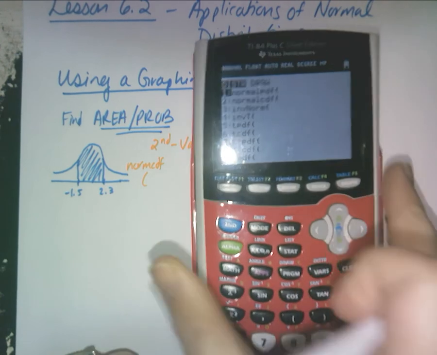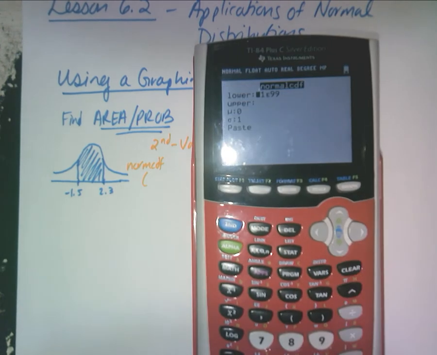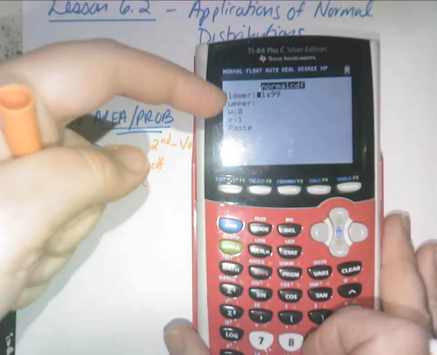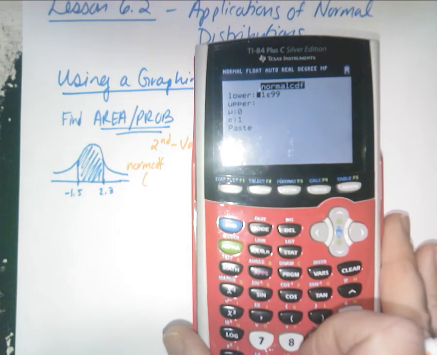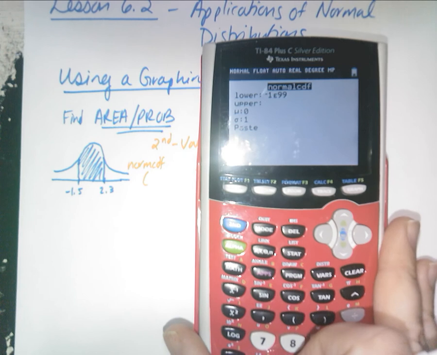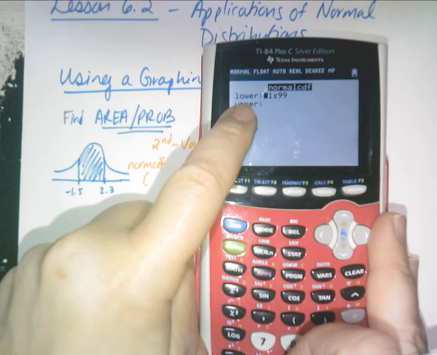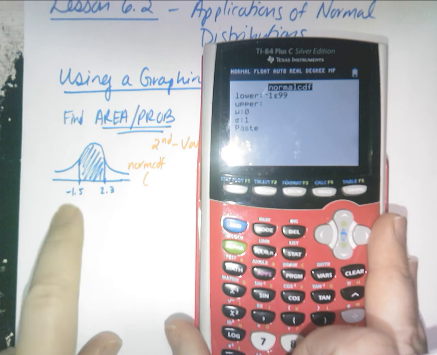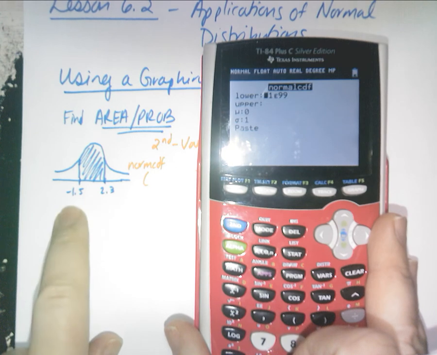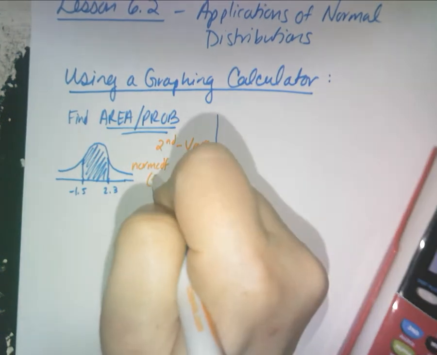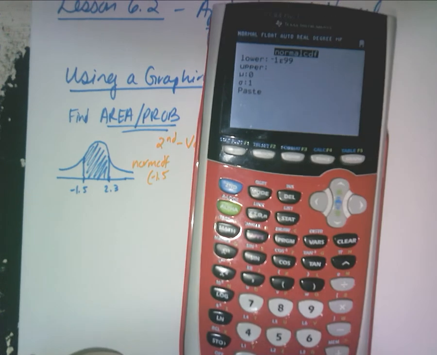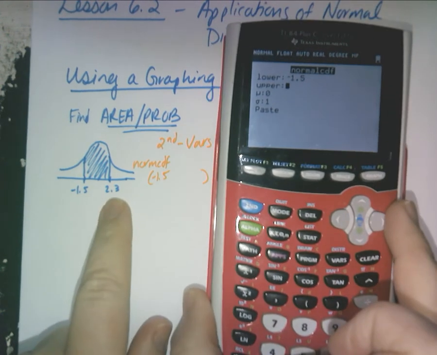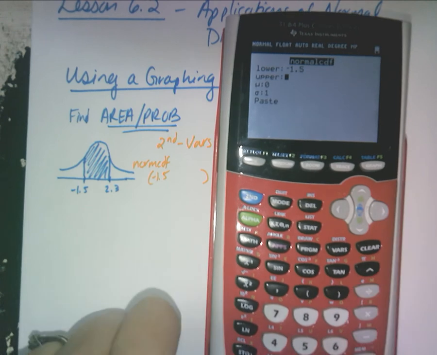And there are 4 things that you're gonna have to do. If you have an old calculator, you actually have to type it in. So if I hit norm CDF, do you see how it says lower, upper, mu, sigma, and paste? You see those 4 things? Okay, so I'm going to tell you what it is. Your lower bound would be your lower z. So in this case, which one of those is the lower one? So negative 1.5, you would put right there. Your upper is the upper z, which is 2.3.